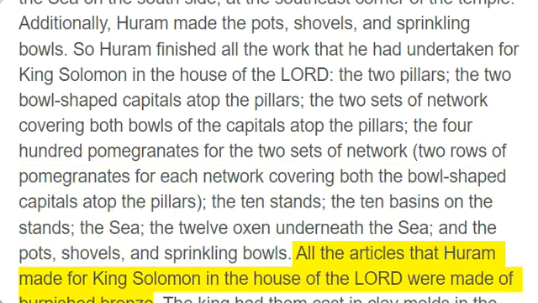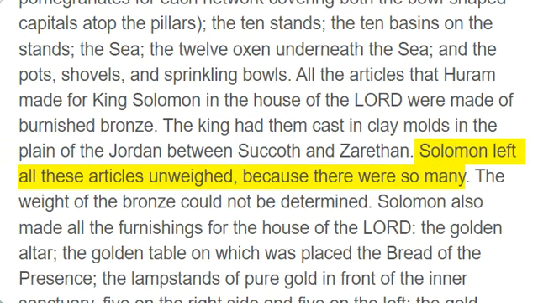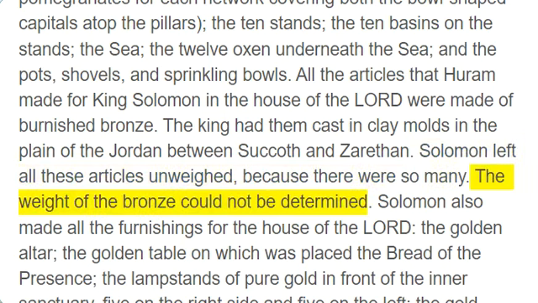All the articles that Huram made for King Solomon in the house of the Lord were made of burnished bronze. The king had them cast in clay molds in the plain of the Jordan between Sukkah and Zarethan. Solomon left all these articles unweighed, because there were so many. The weight of the bronze could not be determined.